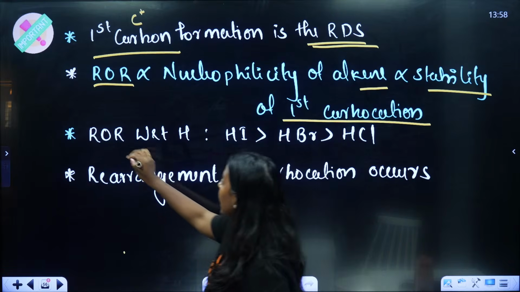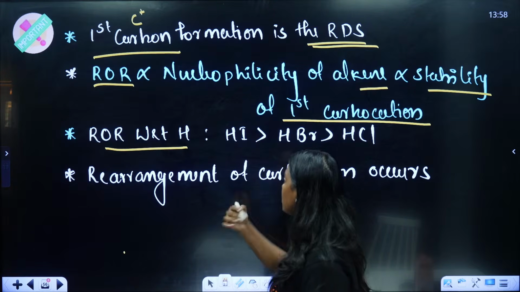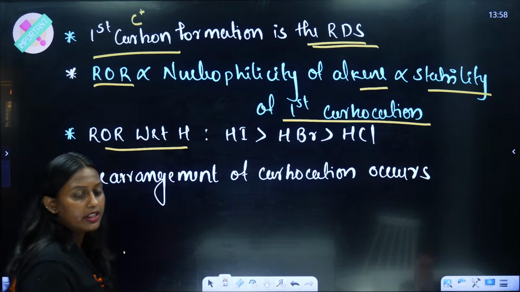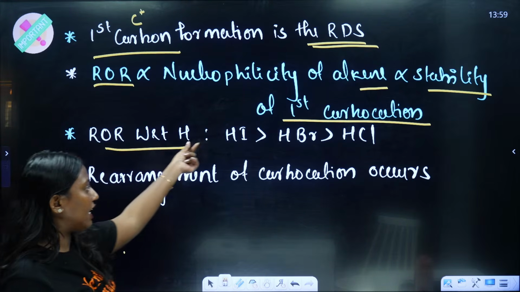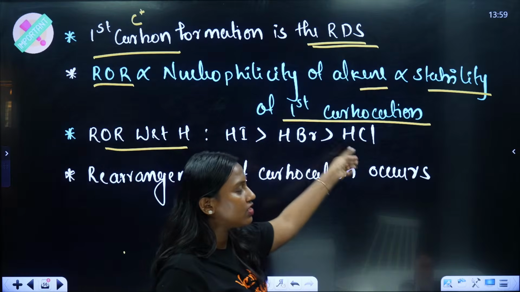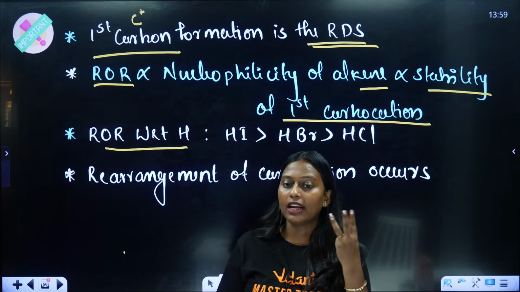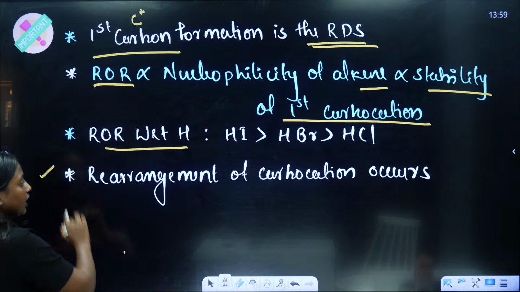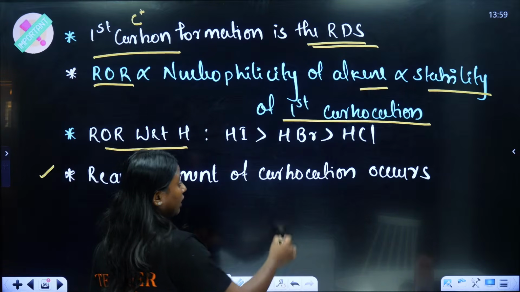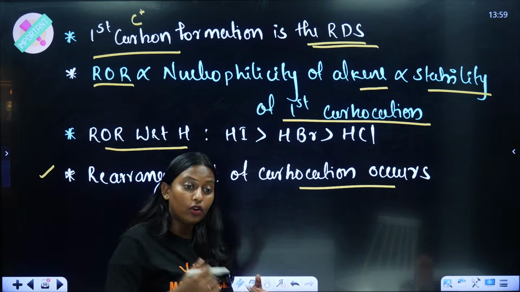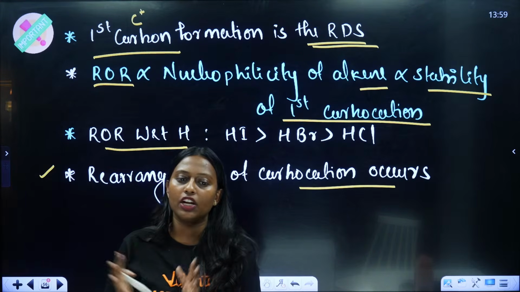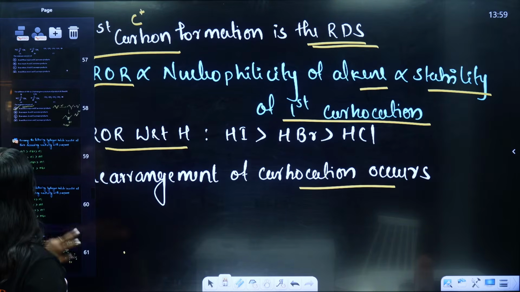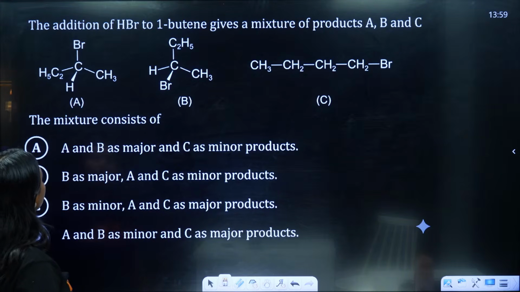Next, rate of reaction with respect to hydrogen halide: HI, HBr, HCl. We know this, and it is very important. Then the next one is rearrangement of carbocation occurs. I told you, if rearrangement is possible, rearrangement will occur.